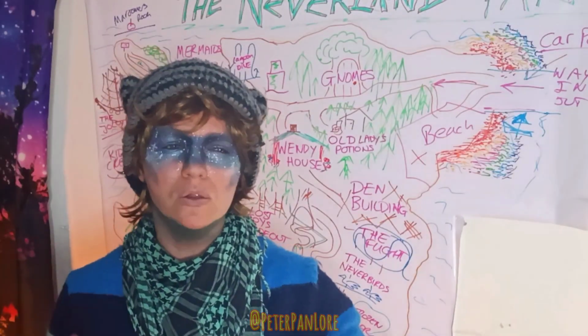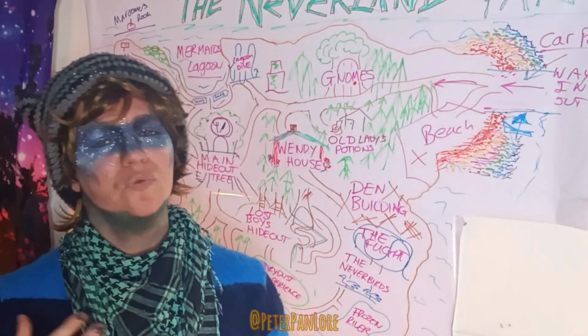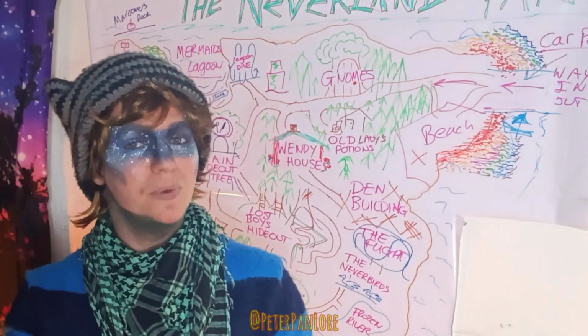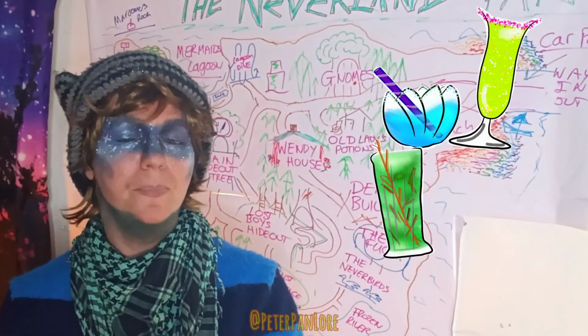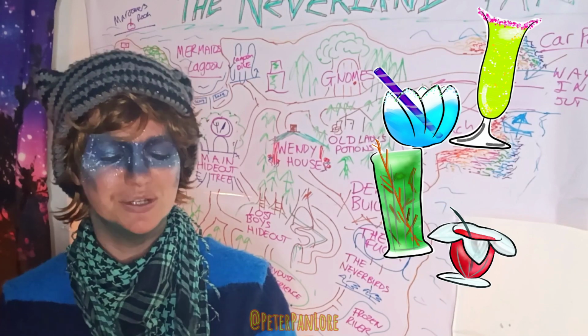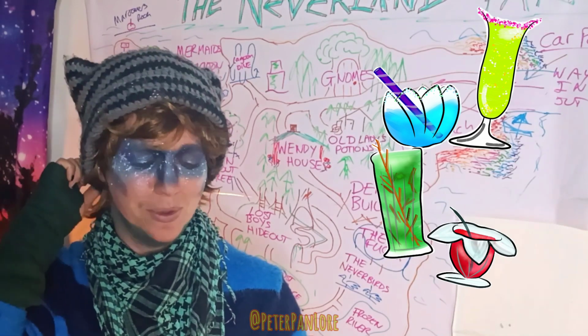A bit like mulled wine, but a little bit sweeter and obviously non-alcoholic. So those are all my Neverland mocktails: the Fairy Tipple, the Mermaid Splash, the Lost Boys Punch, the Pirate Poison, and the Popo Juice. So which one of those would you like? Let me know in the comments down below.